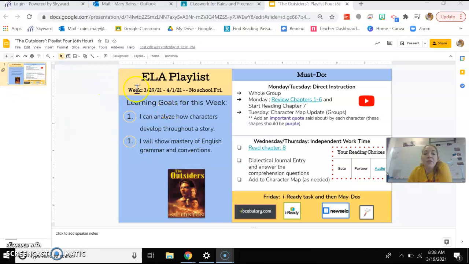The first thing that we should talk about would be the goals this week. So the first thing is that you can analyze how characters develop throughout a story, and then also that you show mastery of English grammar and conventions, which means spelling and complete sentences, essentially. Also, this one is just really important because I want you guys to be able to convey what you're thinking clearly and concisely. And they're both kind of priorities, so they're number one.